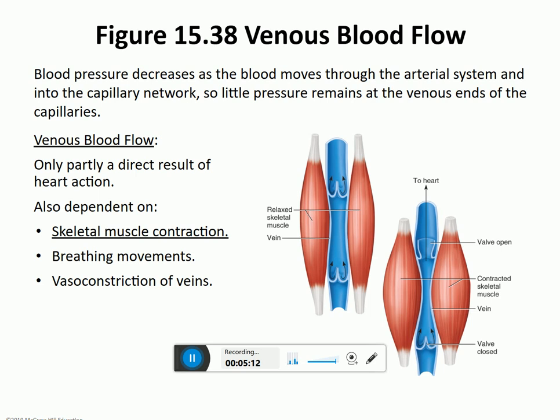So, how is it that venous blood found in the veins has to go against gravity, especially in the lower limbs, and get back to the heart? What is going to help that, while the pressure in the veins is way too low for that to happen? There are a couple of things. There are actually three things that help.